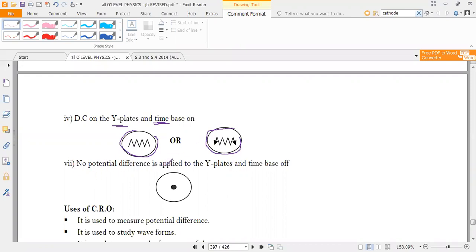Then when the X plates and the Y plates are all off and the time base is also off, we get a spot which is like this. As you can see, a spot which is like this is created.